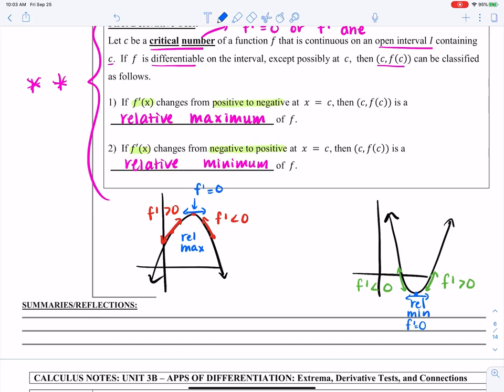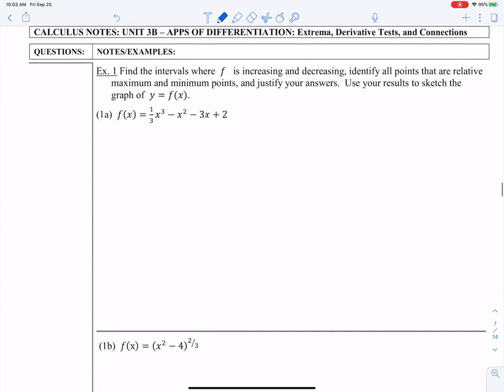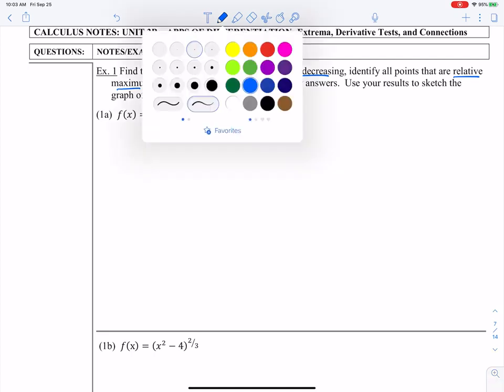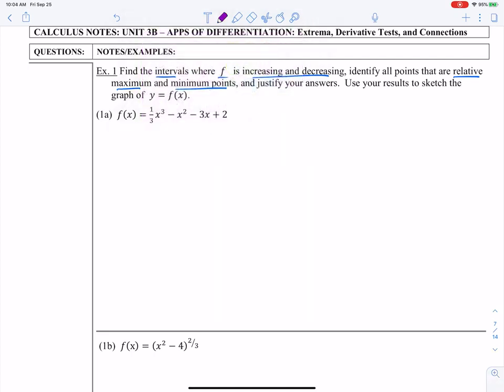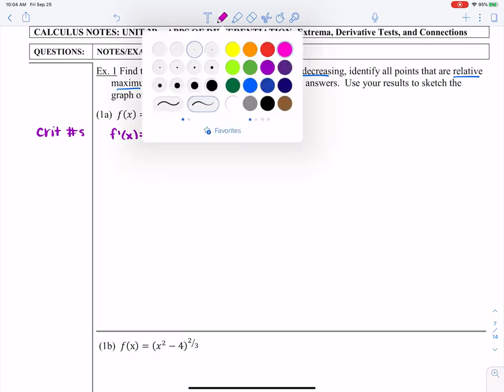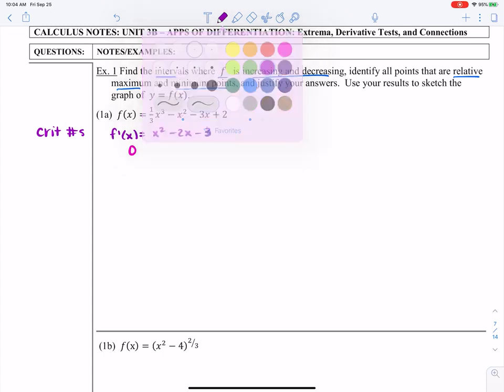Let's walk through one example together. Find the intervals where f is increasing and decreasing. Identify all points that are relative maximums and minimums and justify your answers. I'm fully aware you could graph this on a graphing calculator and identify your increasing and decreasing intervals, but let's do it with calculus. Step number 1, we need to find our critical numbers by taking our derivative. Our derivative would be x squared minus 2x minus 3. I want to show that I'm setting that derivative equal to 0.